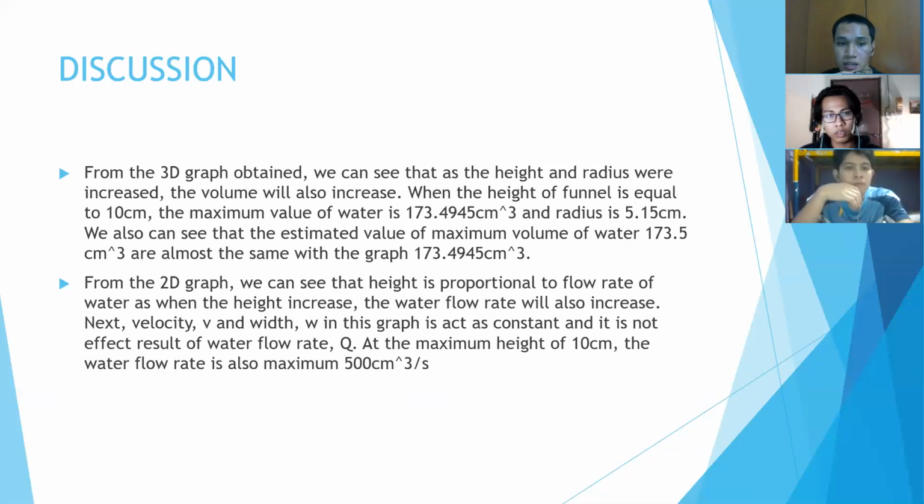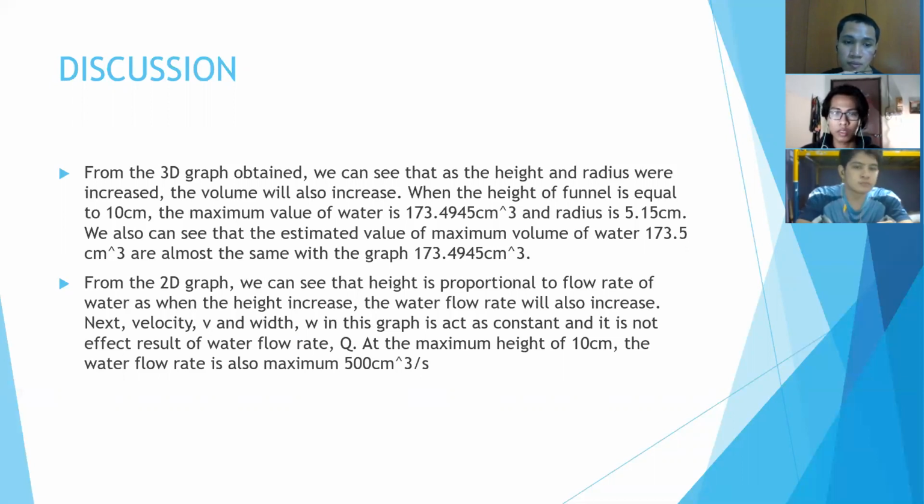We also can see that the estimated value of maximum volume of water, 173.5 cm3, is almost the same as the graph value, which is 173.4945 cm3. Next, from the 2D graph, you can see that the height is proportional to the flow rate of water, as when the height increases, the water flow rate will also increase.